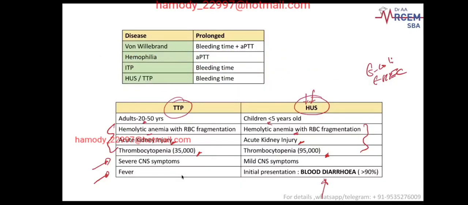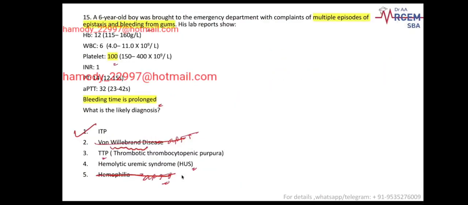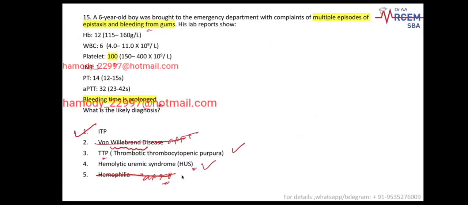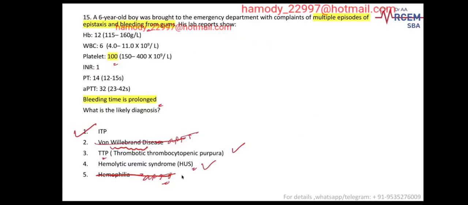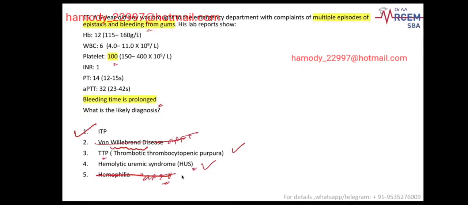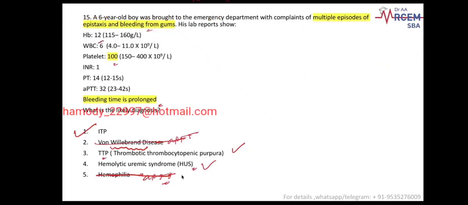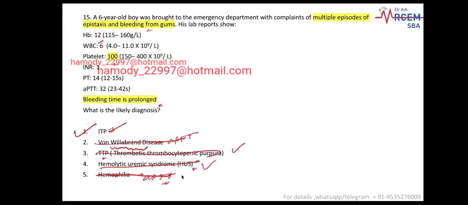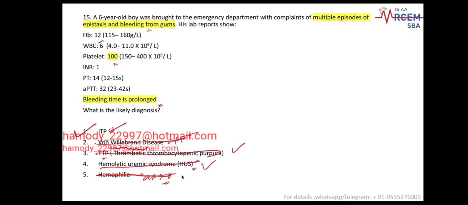Here, there is nothing suggestive of TTP or hemolytic uremic syndrome. They didn't suggest acute kidney injury. Thrombocytopenia is present, but no acute kidney injury, and the WBC counts and the hemoglobin are in the normal range. That rules out both of these, and ITP becomes the right answer, idiopathic thrombocytopenic purpura.